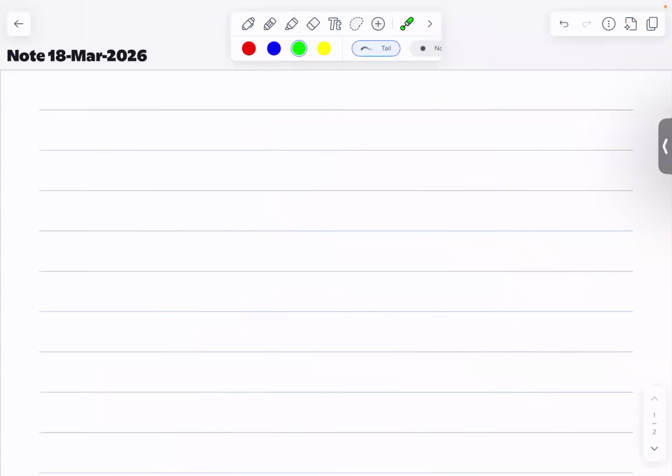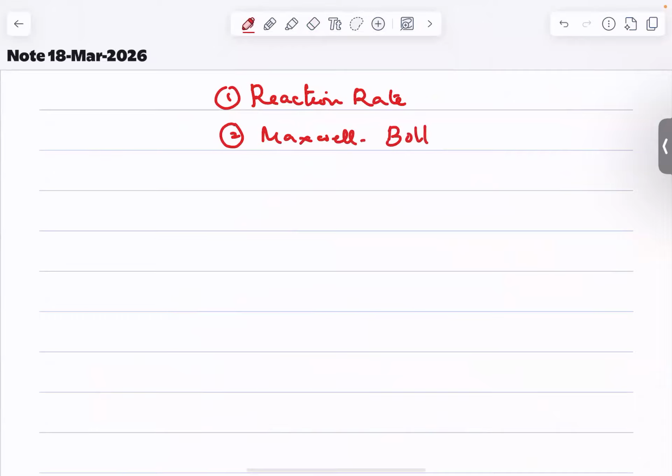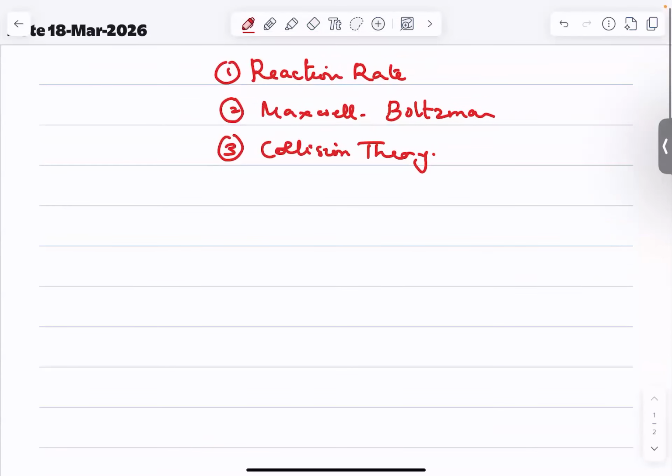Okay. So today we are going to do reaction rate and collision theory. Number one, reaction rate, and number two, collision theory. Then we are going to do the Maxwell-Boltzmann distribution curve, because this is tough, so I'm going to cover this first. And number three, collision theory. It's very simple, mostly theoretical. However, the first two points are the proper points.